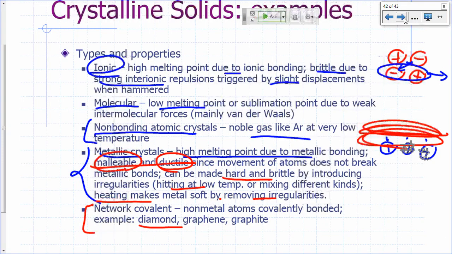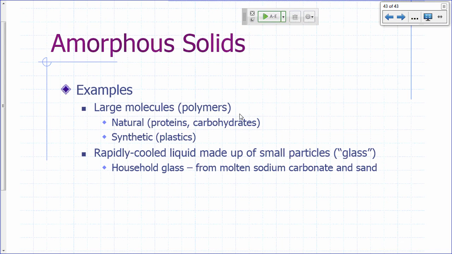What about amorphous solids? Typically, the amorphous solids you find are made up of very large molecules, polymers, so they have a hard time setting up a regular arrangement. Naturally occurring large molecules, examples of those are proteins and carbohydrates. You can have synthetic, that means man-made, substances that are amorphous solids. We call them plastics.